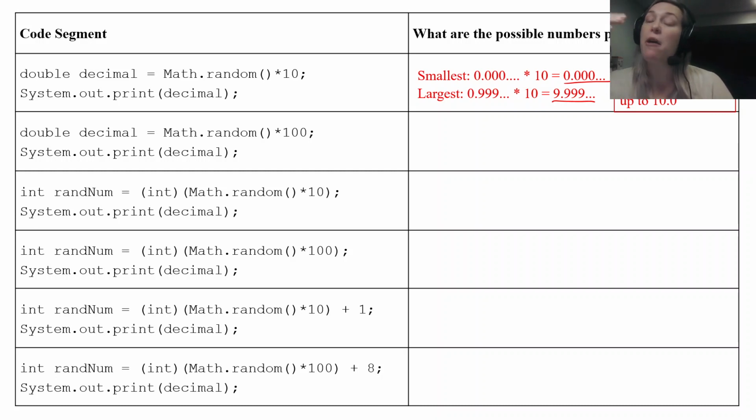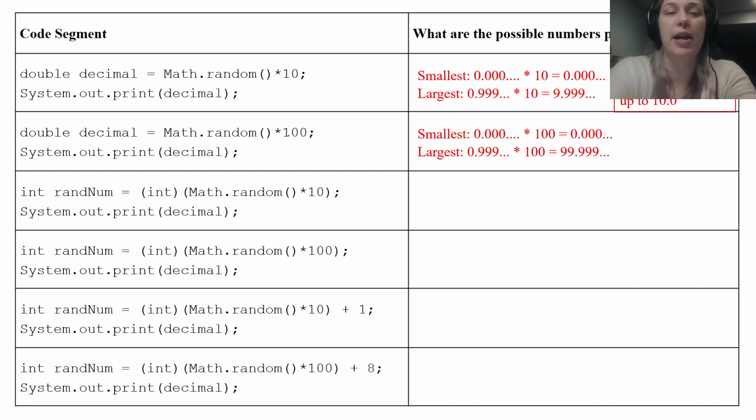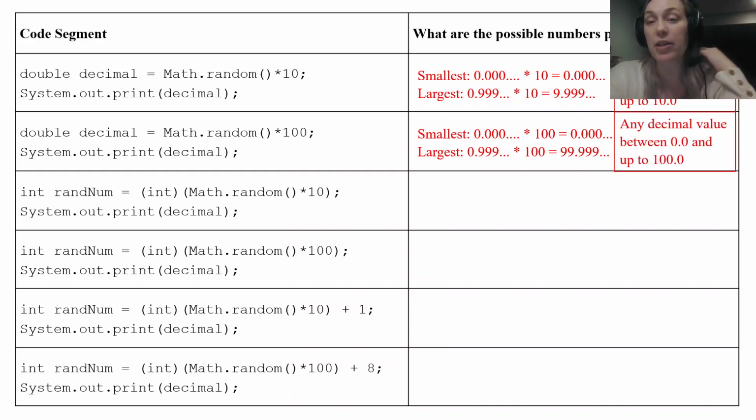Okay. So now I'm getting a range of numbers, any decimal value between there. What if I did it times 100? Okay, so times 100 here, again, takes the smallest possible value and the largest possible value, times 100, each of those boundaries, and now I have any decimal value between 0 and up to 100, but not including 100 because it's 99.99999. Okay.